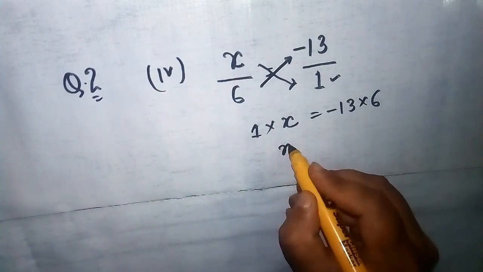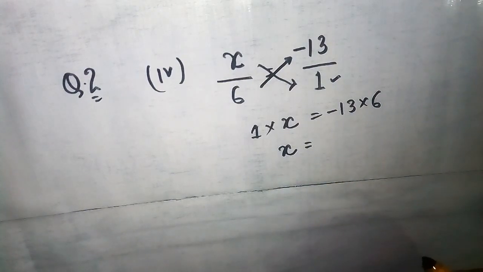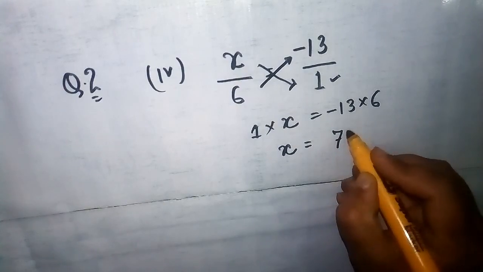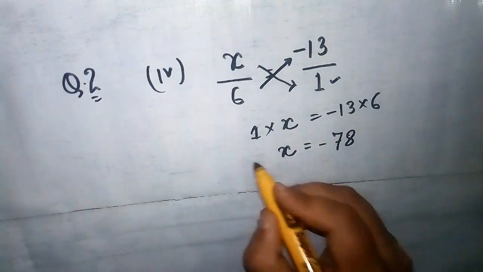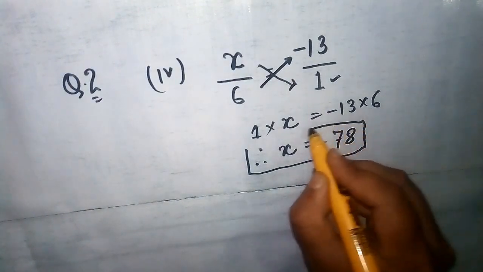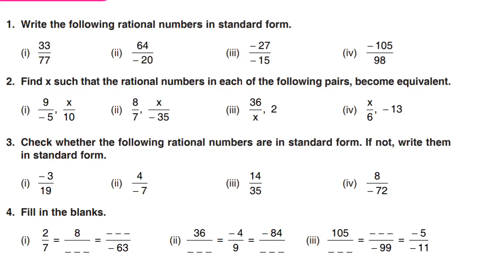1 into x will be x, and 13 sixes, you know, negative 13 is there and positive 6 is there, so plus minus minus, or you can say opposite signs are there. So 13 sixes, minus 78 is your required answer. Now let us see question number 3.